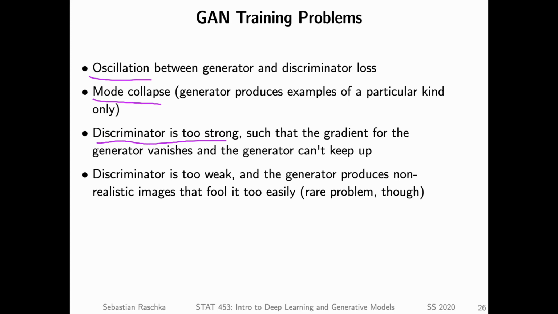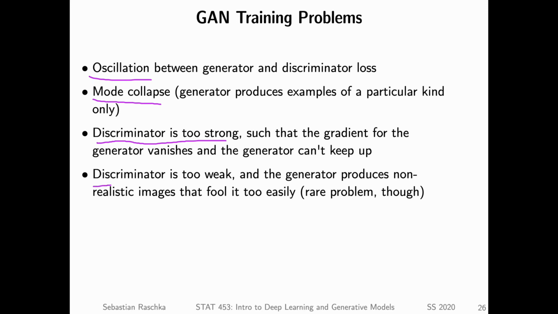Another problem is that the discriminator is too strong, such that the gradient for the generator vanishes, and the generator can't keep up with the discriminator, so it never really gets to the point where it learns producing some useful images, and we will take a look at that in the next slide actually.